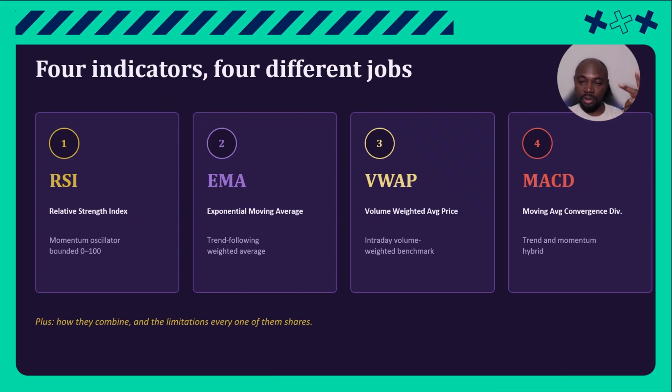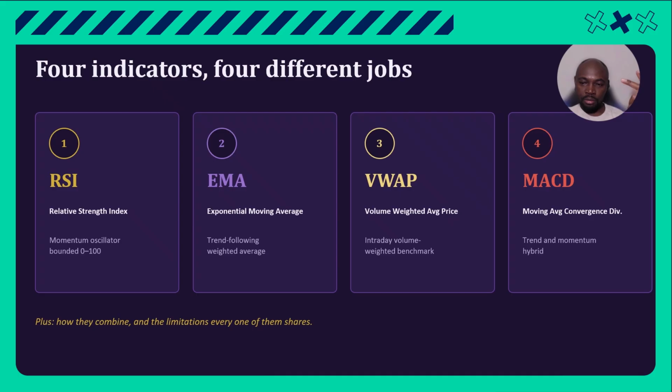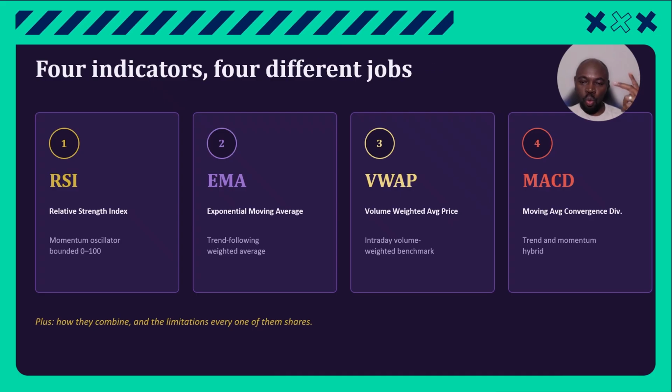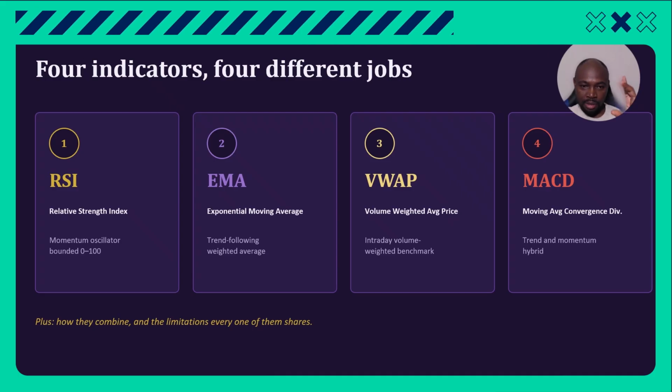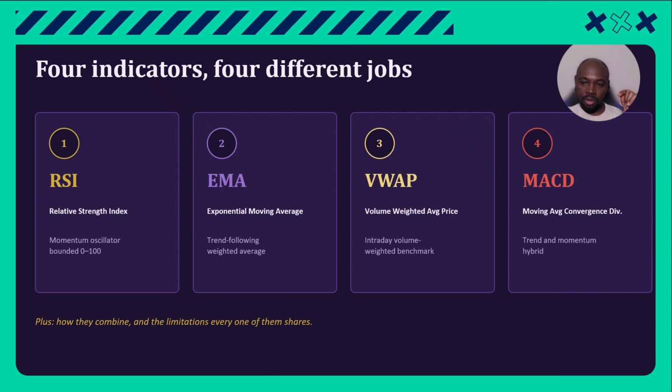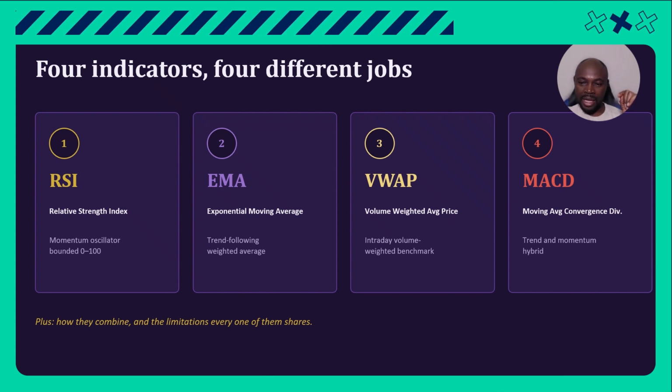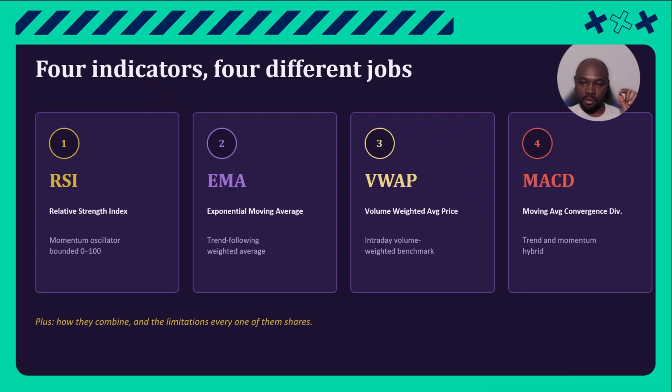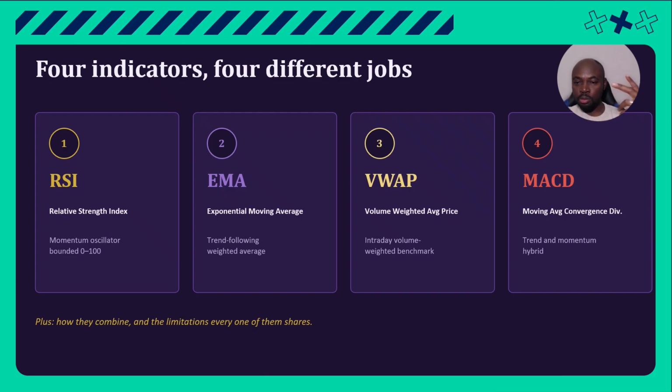Is it trending downwards? Then there's the VWAP indicator. VWAP is about what people actually paid today to purchase that stock. That's the intraday volume weighted benchmark. Then the big fish of them all is the moving average convergence divergence, MACD. What MACD is trying to find out is: is the trend gaining or losing force? Is it gaining momentum or is it losing momentum?